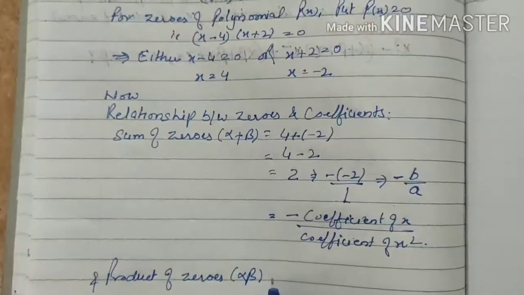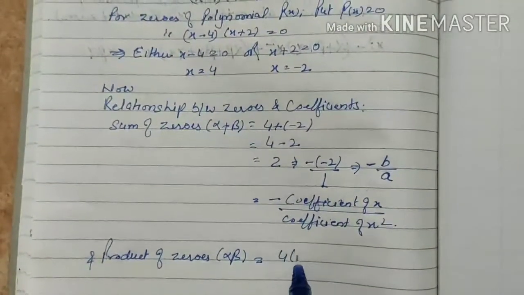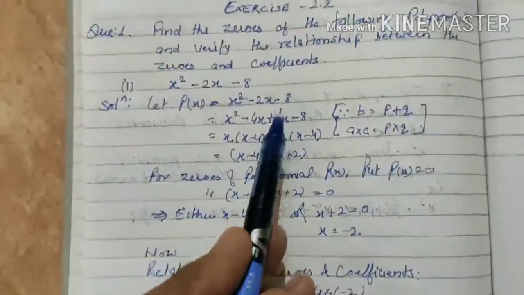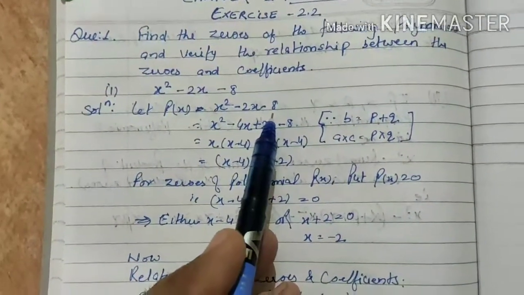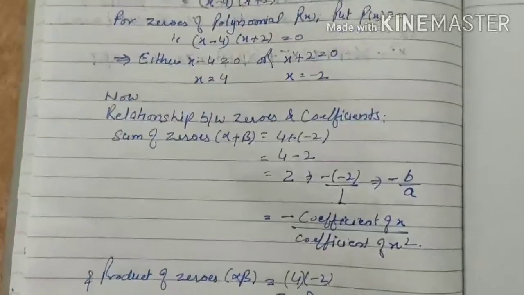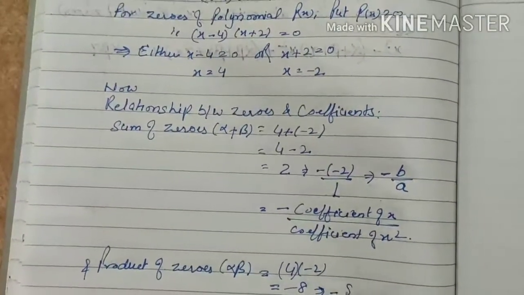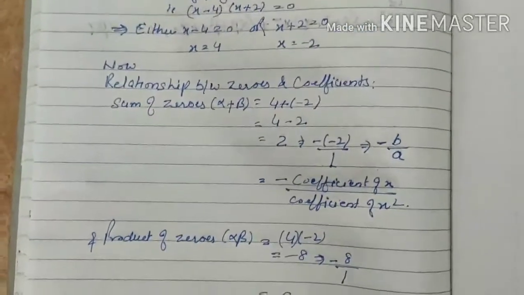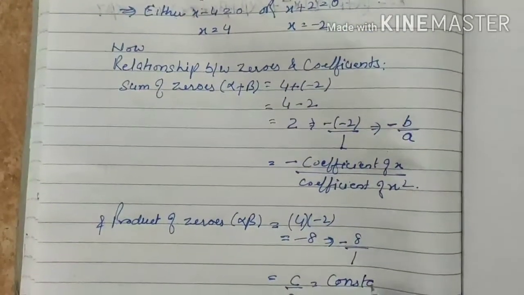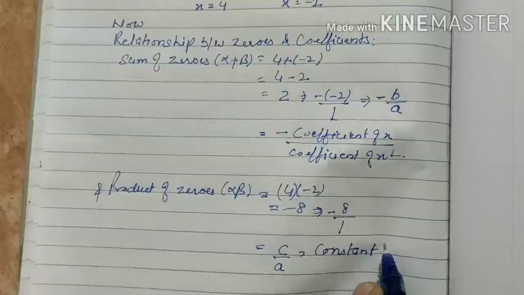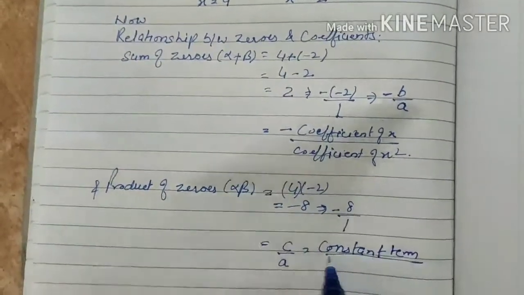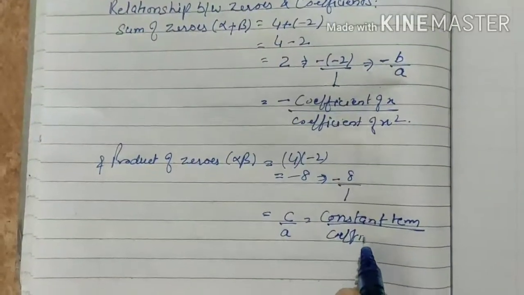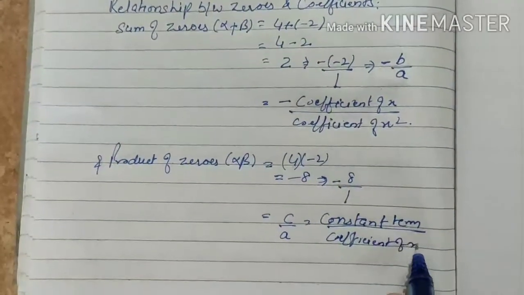And the product of zeros, that is alpha into beta. So you can see 4 into minus 2 will become minus 8, and we have here directly minus 8 in the given polynomial, that is c. So we can write this minus 8 as minus 8 by 1, that is c by a, and c is the constant term upon a, the coefficient of x square.